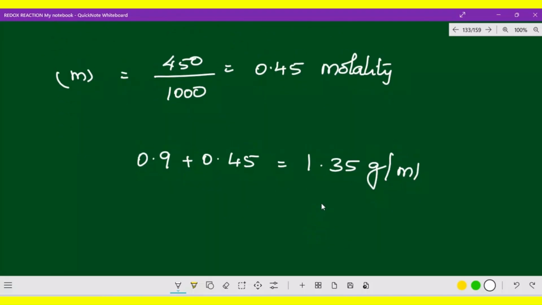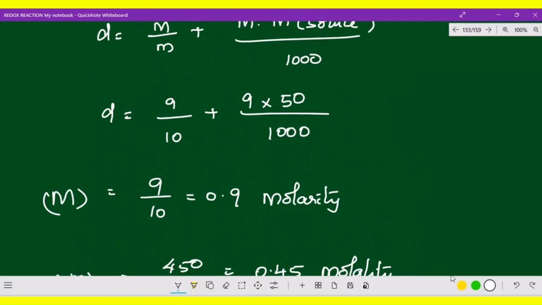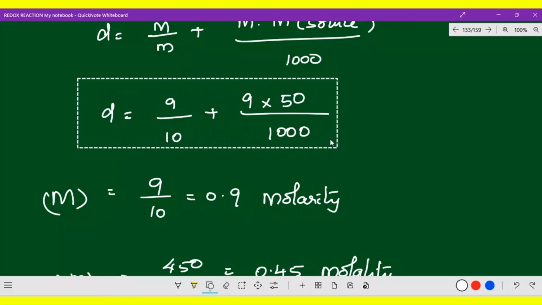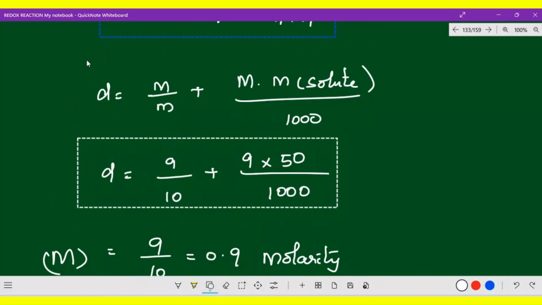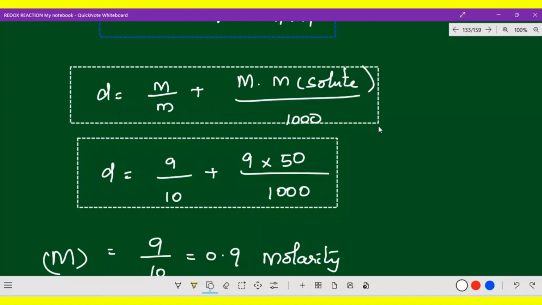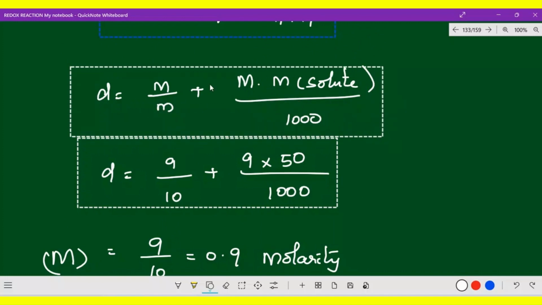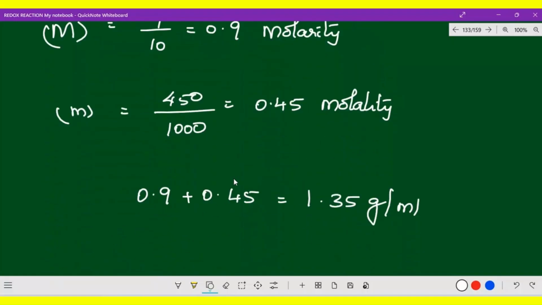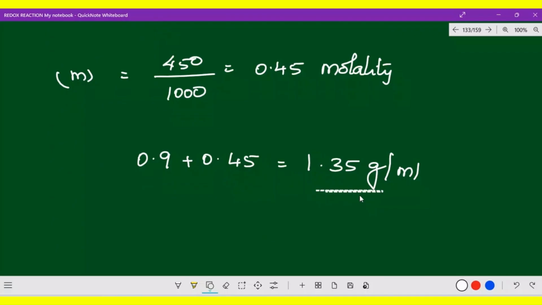I hope you got the clarity. Why density? Because the formula I have arranged in this way. See here, the formula I have arranged in this way. D equal to capital M by small m, that is molarity by molality, plus molar mass of that solute divided by 1000. I hope you got the clarity. So density of that solution only they are asking.